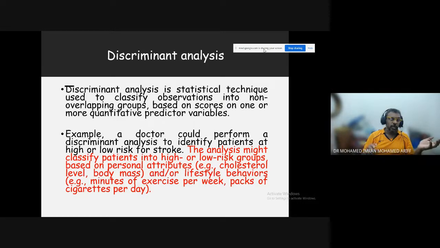Okay, so kalau doktor ni dia perform discriminant analysis to identify patients at high or low risk, the analysis might classify patients into high or low risk based on personal attributes. Okay, that means whatever the doctor studies, it belongs to that patient only, that category. Dia tak boleh macam data itu, we're talking about walaupun patient itu high tapi dia punya body mass tu low. Tak. It belongs to that only.